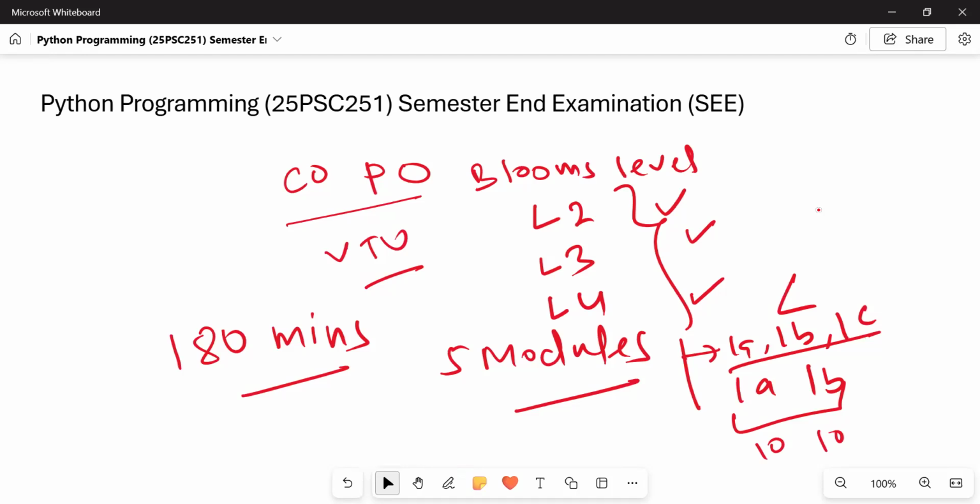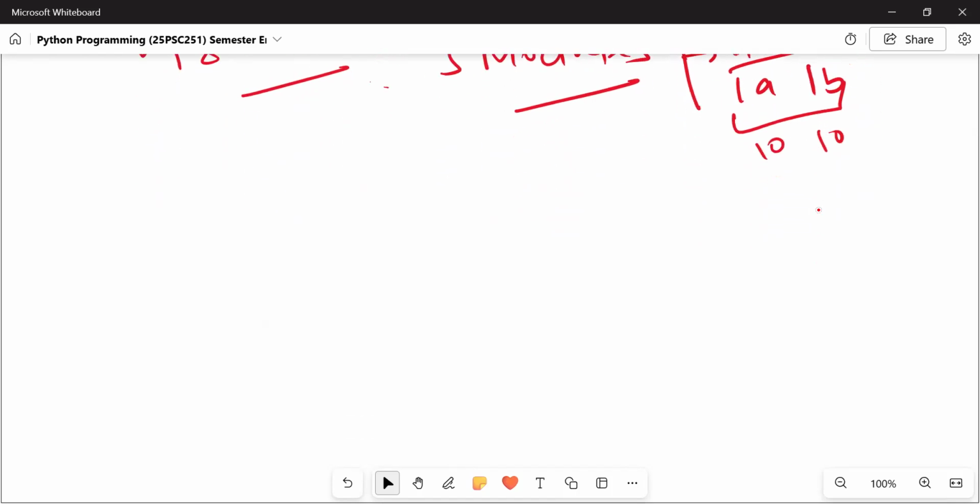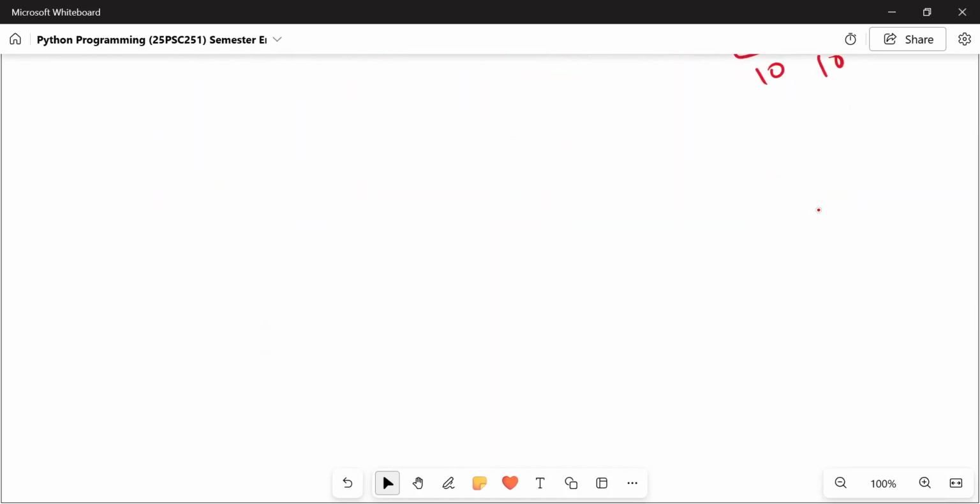What I'm trying to say is, in each module there will be two parts. So you have to handle it. First of all, plan time properly. 180 minutes you have to write. All of you, please write your paper for the full 180 minutes. Don't try to skip. Even if you don't know but you have some idea, you may write. If anything you write is relevant to the topic, definitely you will get the marks.